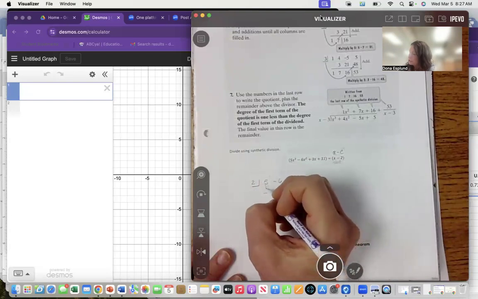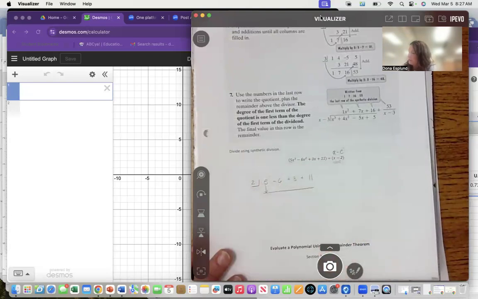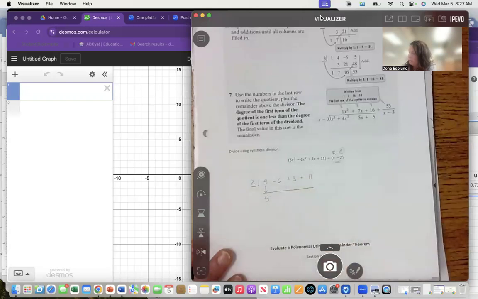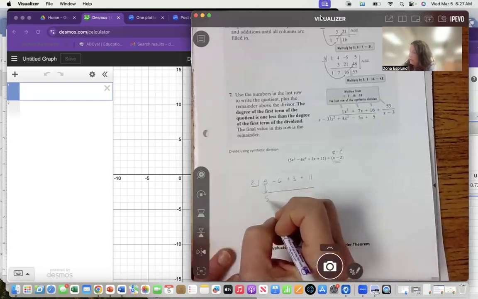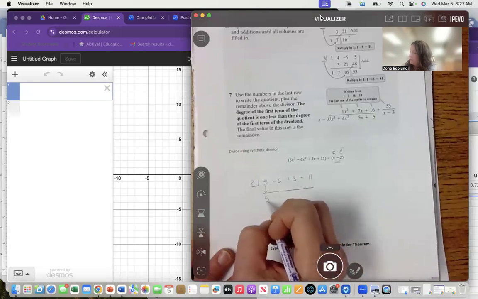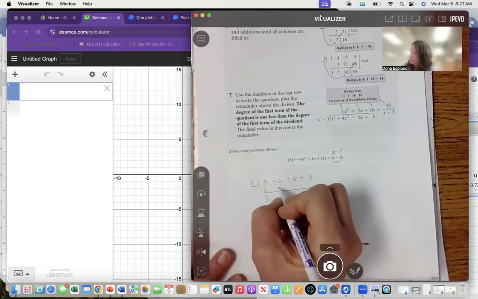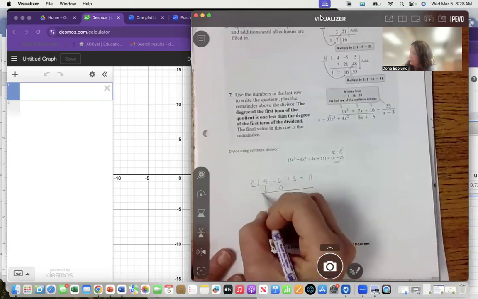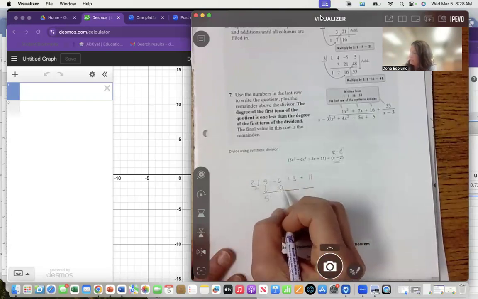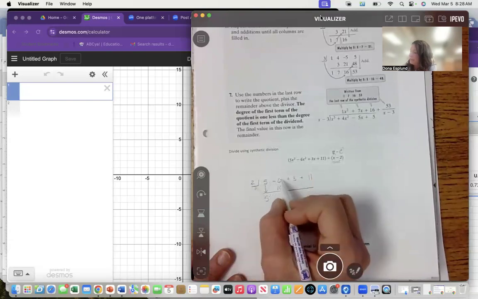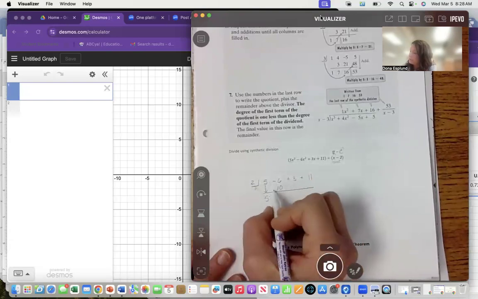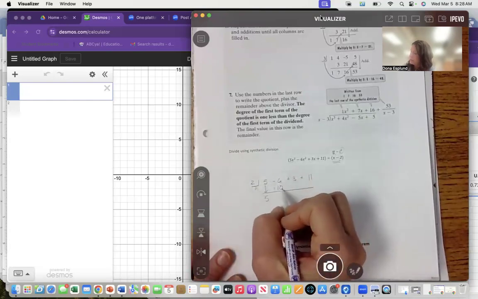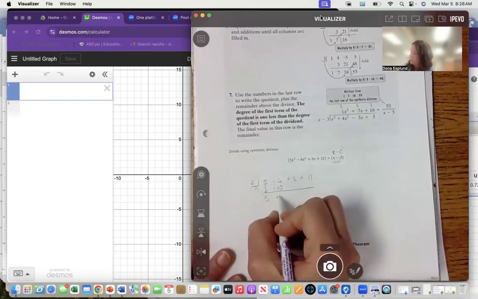You begin by just dropping down the 5. Then I'm going to multiply 5 times 2, and 5 times 2 is going to be 10. You put it right here in your next slot. You will actually add now on these, so I'm going to put a little plus here. I have a negative 6 plus 10, and that's going to give me 4.